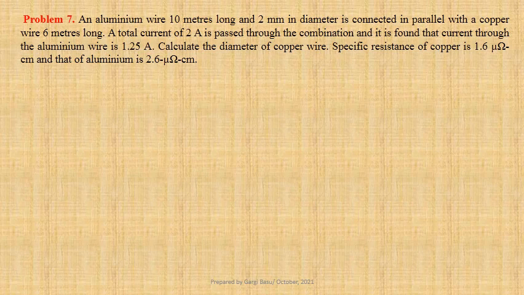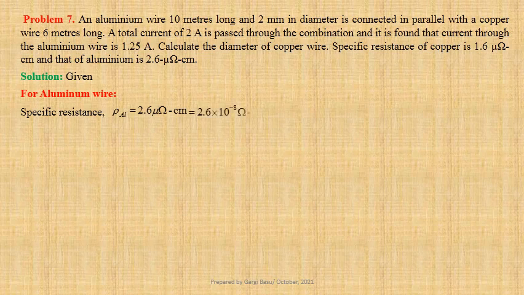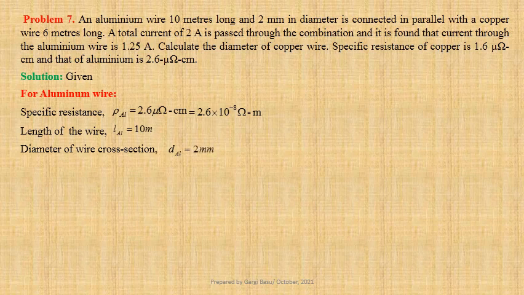Let us first write down the given data. For aluminium wire, specific resistance rho AL equals 2.6 micro ohm centimeter, that is equal to 2.6 into 10 to the power minus 8 ohm meter. Length of the wire LAL equals 10 meters. Diameter of wire cross section DAL equals 2 millimeters. Let us now determine the cross sectional area of the wire. AAL equals pi by 4 into DAL square, that is equal to pi by 4 into 2 square, that gives us pi millimeter square or pi into 10 to the power minus 6 meter square.